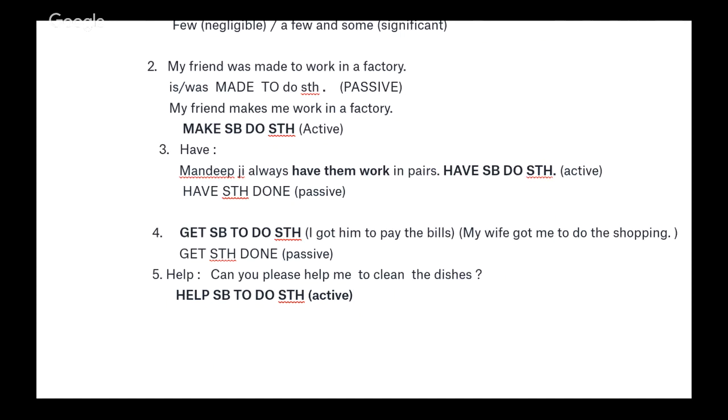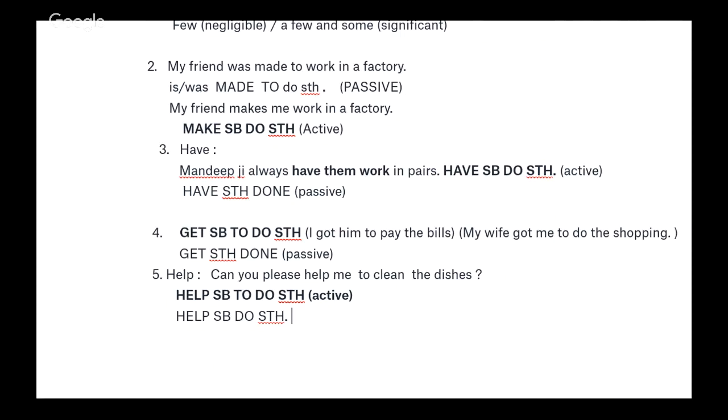But there is one advanced structure for help which can be used with both. So help is used both with or without to. Is it clear? But help ka kya hai? When you say help somebody do something, when you don't use to, it is more native. It's more what natives prefer.